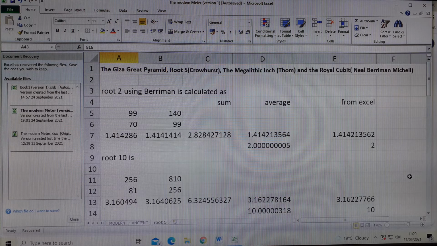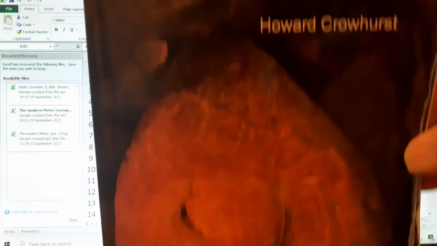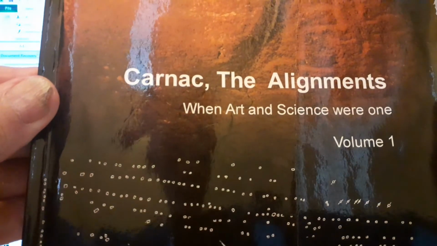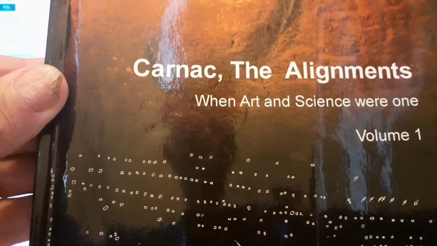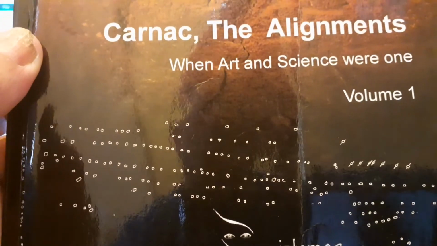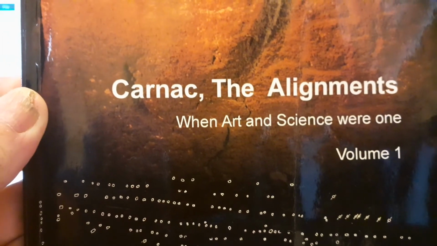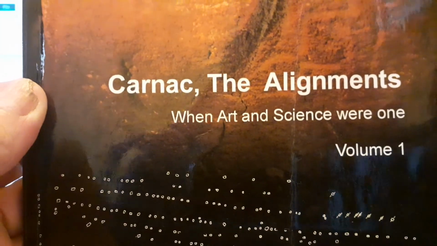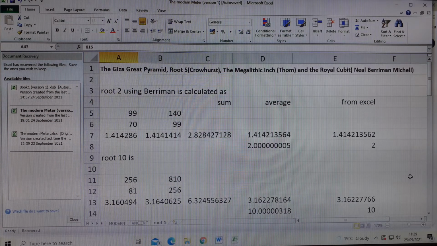But before we do that, let's have a look at this book by Crowhurst. It's called Karnak the Alignments, When Art and Science Were One, Volume 1. Volume 1, he's obviously got something on his mind when he's put Volume 1 there. Perhaps he thinks there's going to be a Volume 2. But anyway, if you're interested in Thom's work and in historical metrology, then you must buy this book. And we're going to go to page 18 and 19.